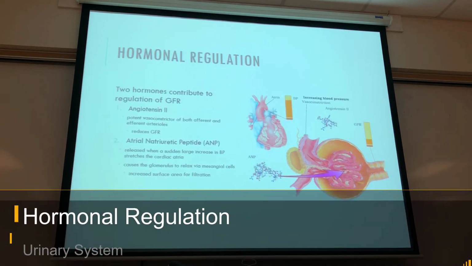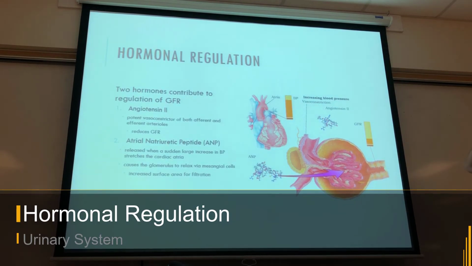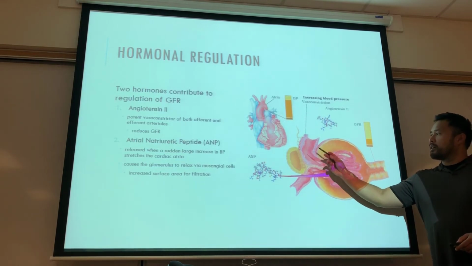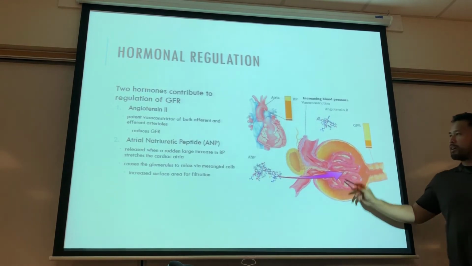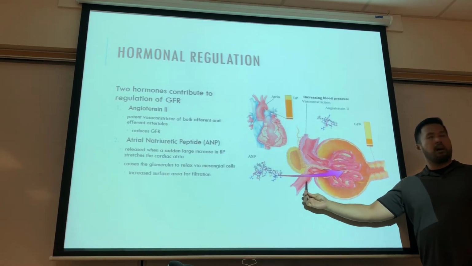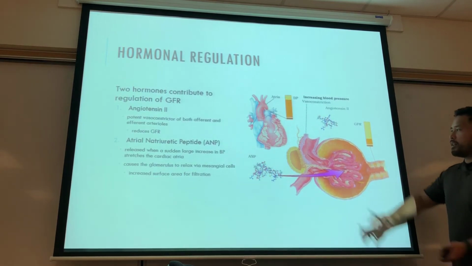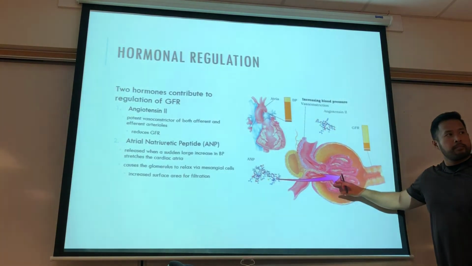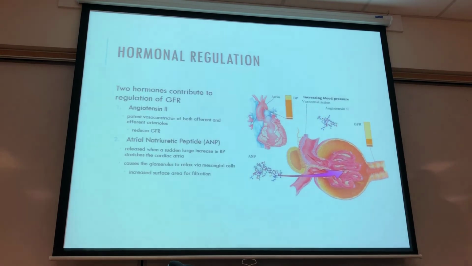The last of these is to look at hormonal regulation, and the two hormones that are involved, angiotensin II and ANP. Angiotensin II being, again, the potent vasoconstrictor, and what that does is to reduce the glomerular filtration rate. So not only are we constricting the input for the glomerular capillaries, we're also going to constrict the output of the glomerular capillaries. Meaning all I need to do is squeeze both of these sides, and that's going to reduce the amount of blood flow through the glomerular capillaries. In effect, reducing the GFR.